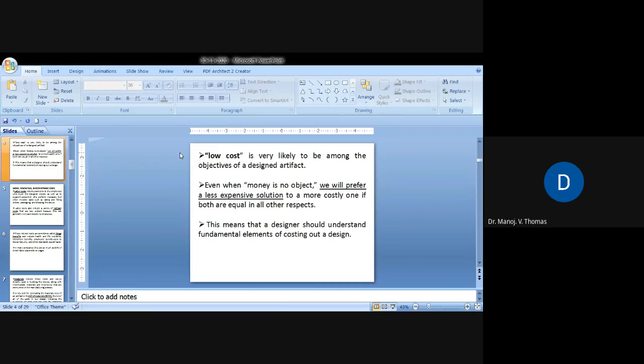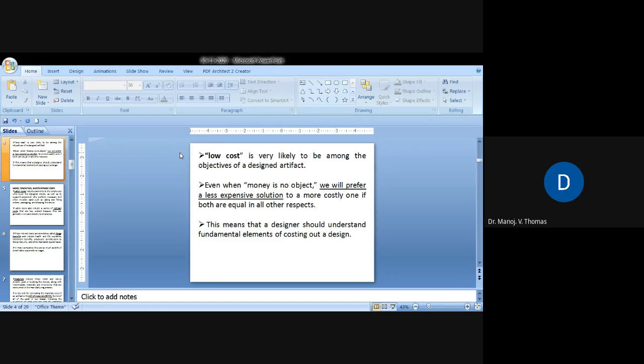Say, for example, a person is very rich and has a lot of money. Even then, if there are two options available, he will go for the lower price product, even if the products are equal in all other qualities. If the quality or the features are very similar, then even rich people will go for the less costly one. So that is the idea. This means that a designer should understand human psychology.